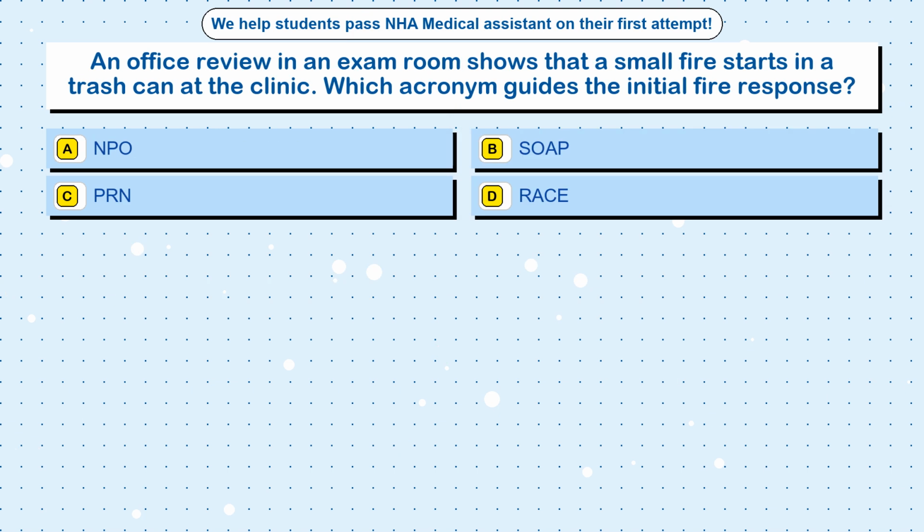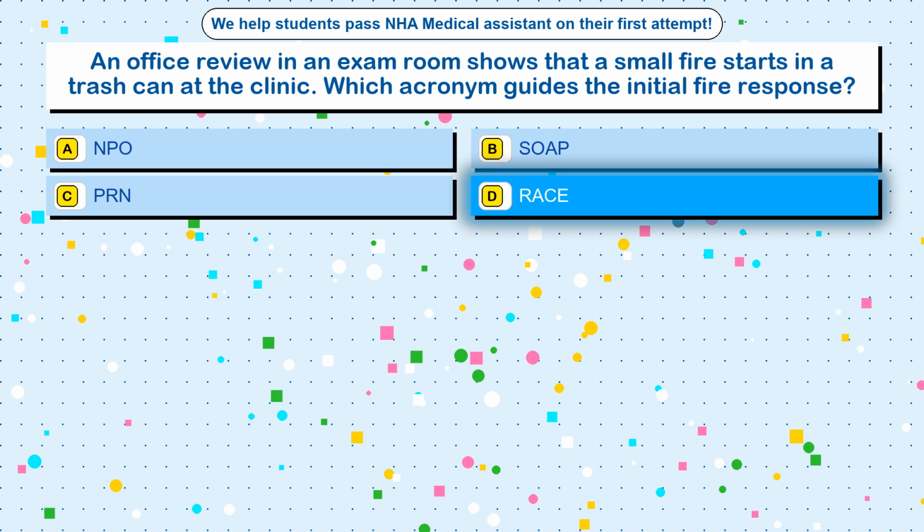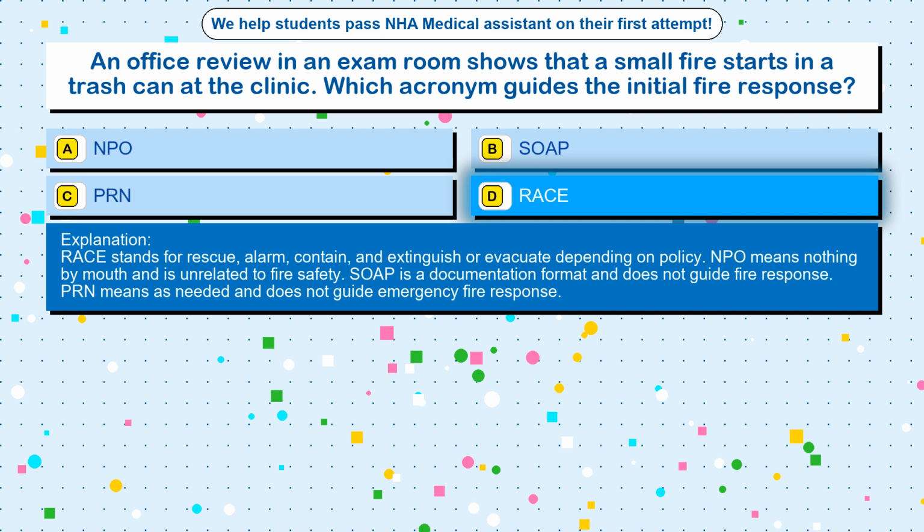Question 86. An office review in an exam room shows that a small fire starts in a trash can at the clinic. Which acronym guides the initial fire response? Option A. NPO. Option B. SOAP. Option C. PRN. Option D. RACE. The correct answer is option D. RACE stands for Rescue, Alarm, Contain, and Extinguish or Evacuate depending on policy. NPO means nothing by mouth and is unrelated to fire safety. SOAP is a documentation format and does not guide fire response. PRN means as needed and does not guide emergency fire response.